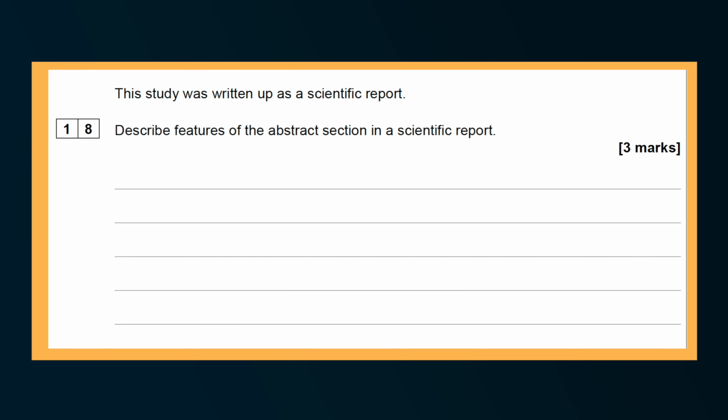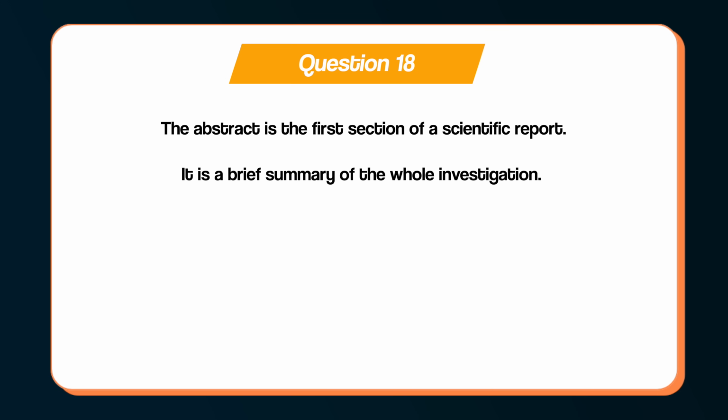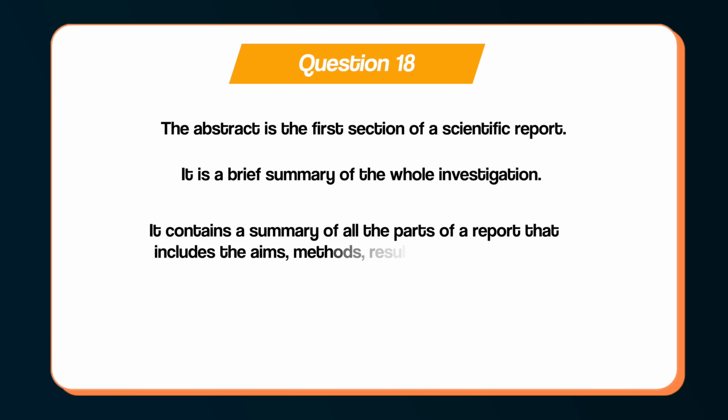In previous exam questions, they have sometimes worded this in a way that has asked for the purpose of one of the sections of a report, but in this question they ask you to describe the features, and for 3 marks you need to include a number of features of an abstract. In other words, what makes the abstract the abstract? Here's what you could write. The abstract is the first section of a scientific report. It's a brief summary of the whole investigation, and it contains a summary of all the parts of a report that include the aims, the methods, the results, and the conclusions, but not the references.